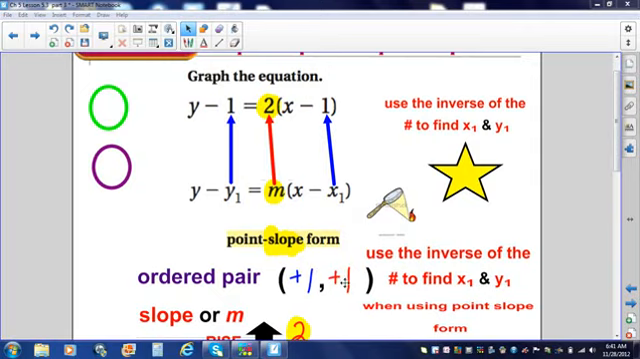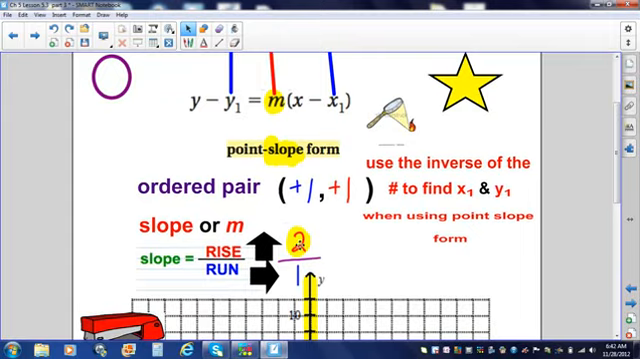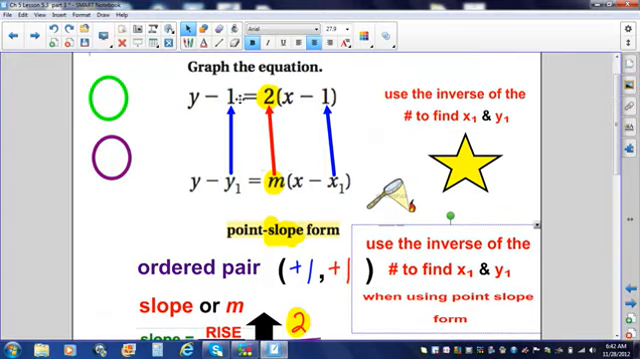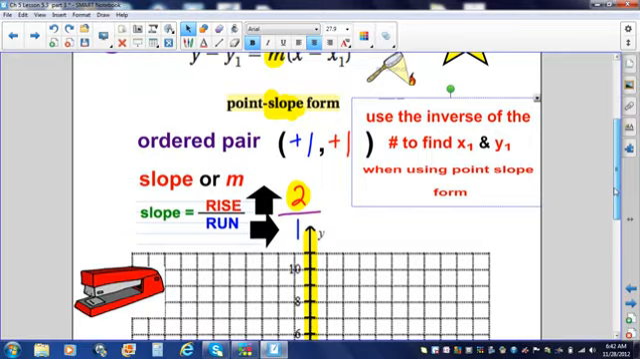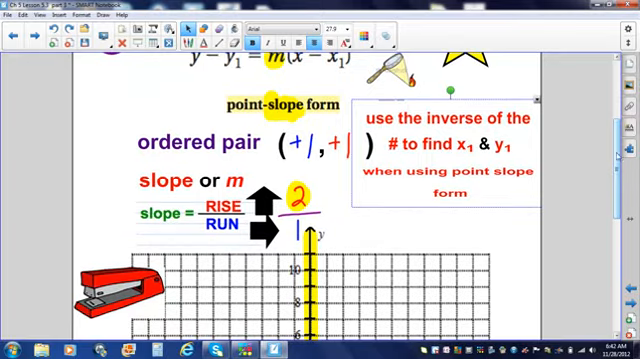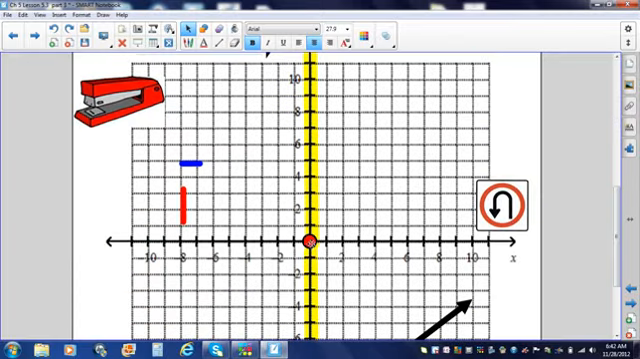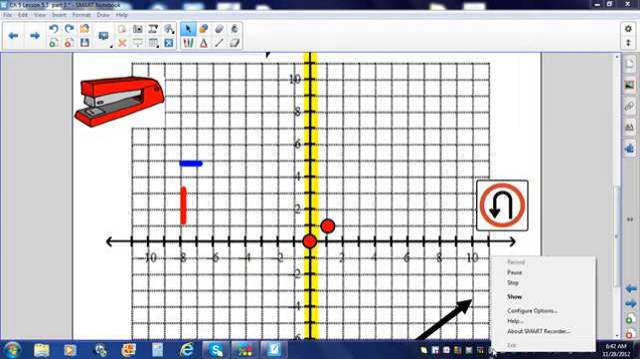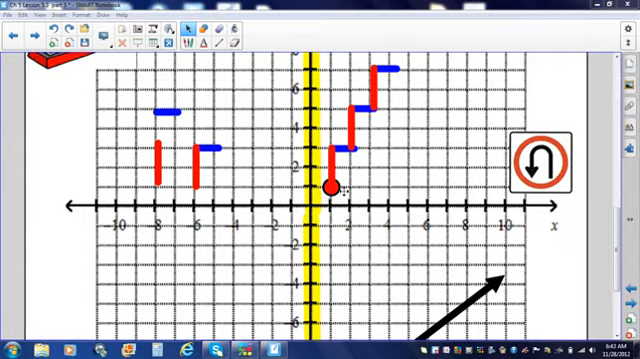Now that I have an ordered pair and a slope, let's graph it. Remember that our slope is m, which is 2. So rise over run is going to be 2 over 1. My ordered pair was the inverse of -1, -1. That gives me +1 and +1. So I'm going to start at the middle. I'm going to go right 1 and then up 1.